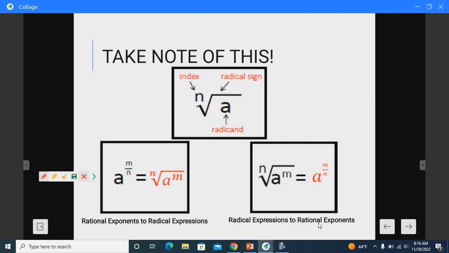For radical expressions written with rational exponents, the nth root of a to the power of m is equal to a to the power of m over n. Let's have an example for those.